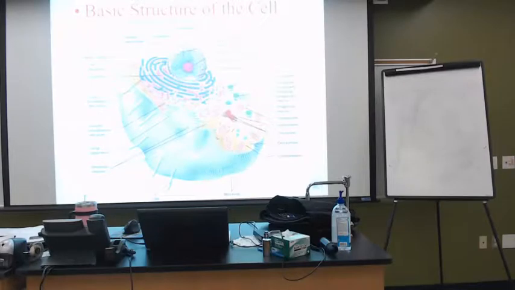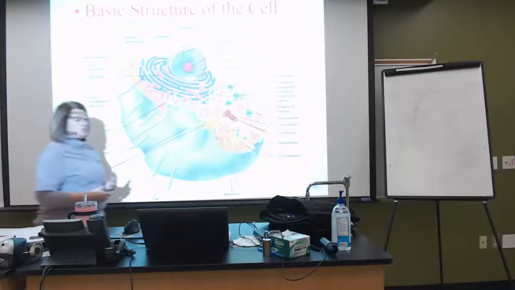So this is a lot of the information we're going to talk about with this plasma membrane. This is a good representation of the structure of the cell. If you're looking at this, this is normally what you would be seeing as being representative of an animal cell.